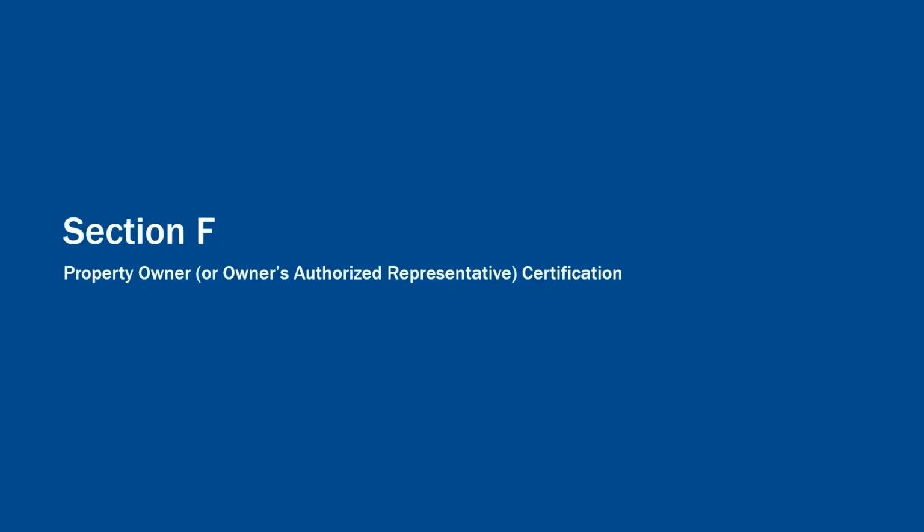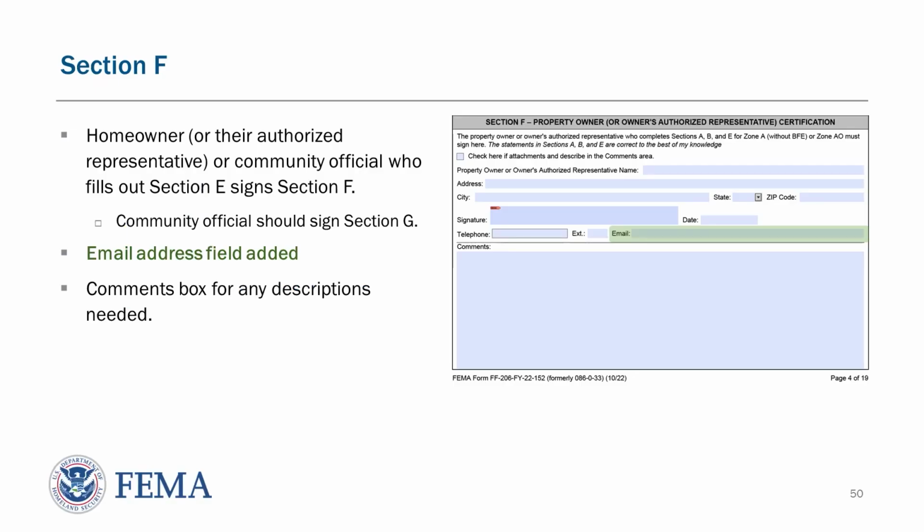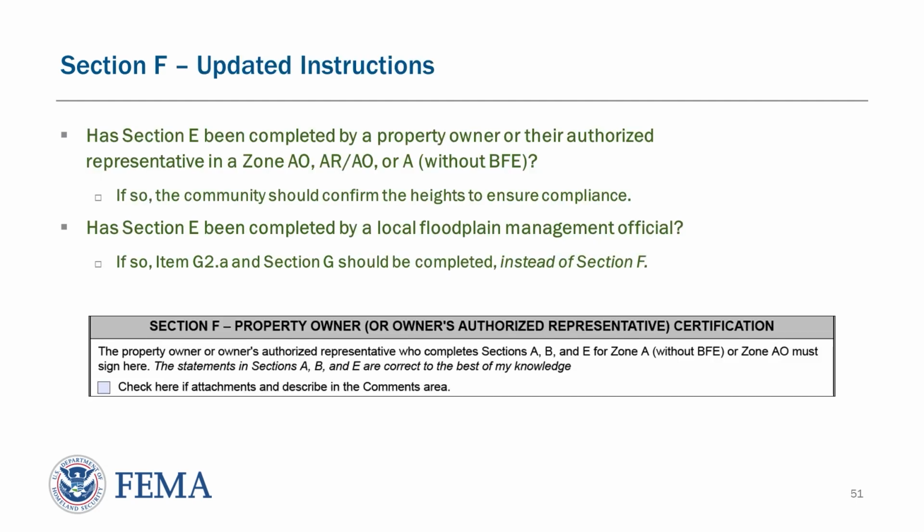There's just one noteworthy change to the form in Section F. This section is where the property owner will certify their measurements from Section E. The change here is the field for the owner's email address, just like there was for Section D. Section F's instructions now clarify that if a community official completed Section E for documenting compliance, they're prompted to use Section G to certify that elevation information and will not complete or sign Section F.